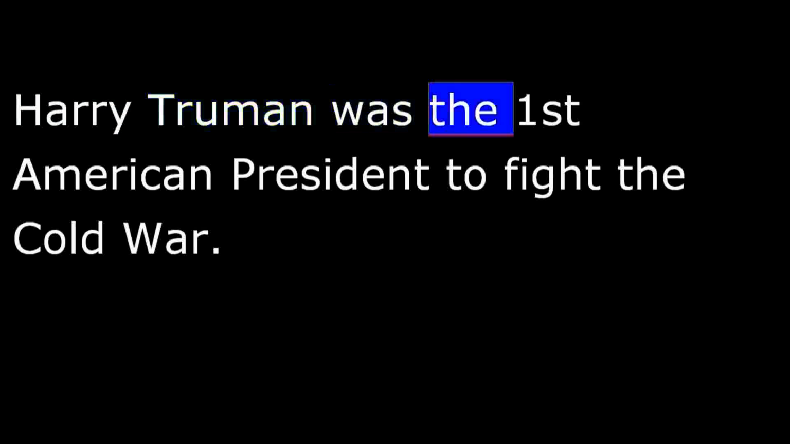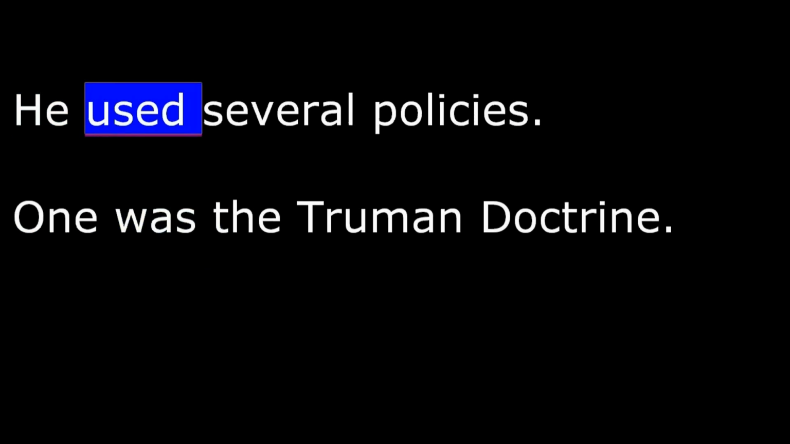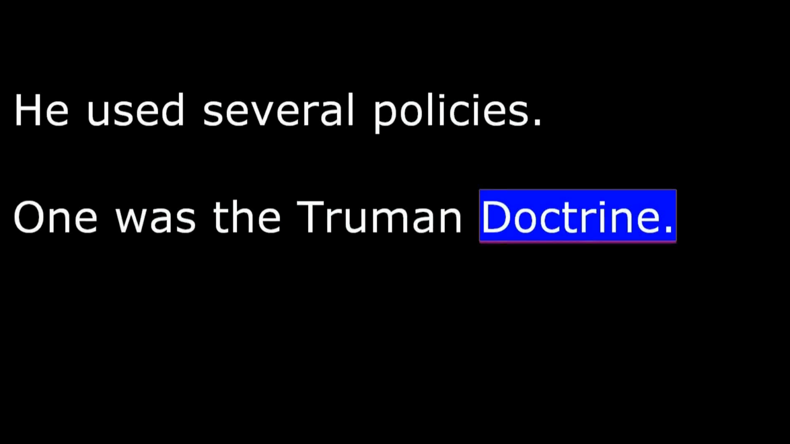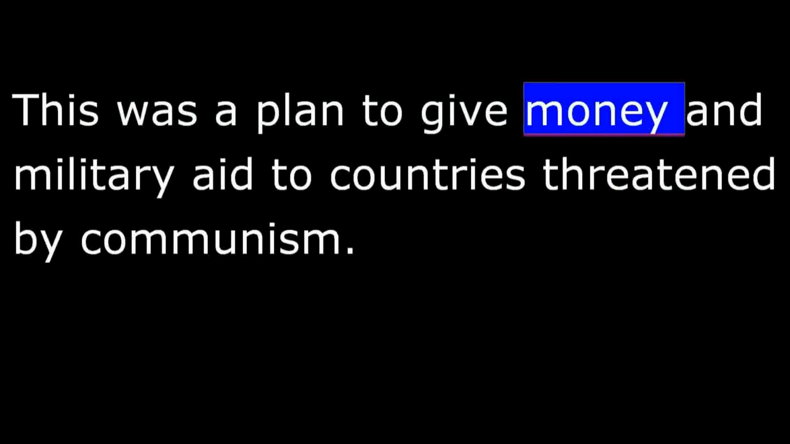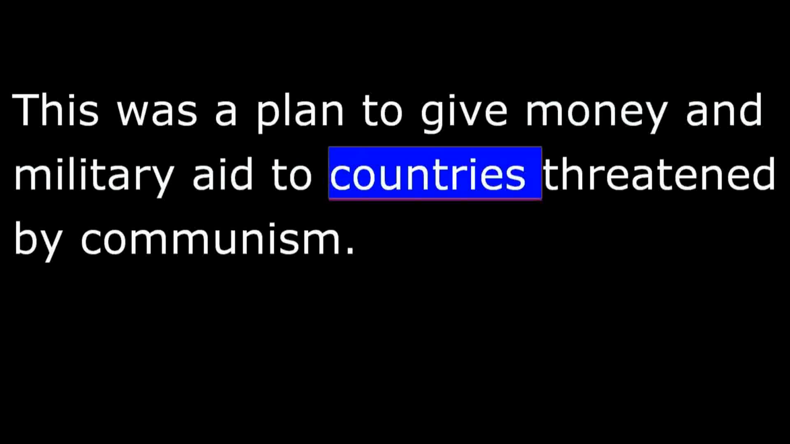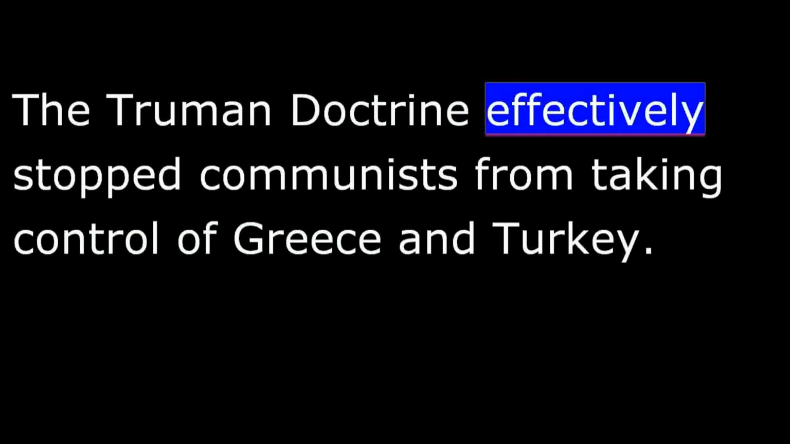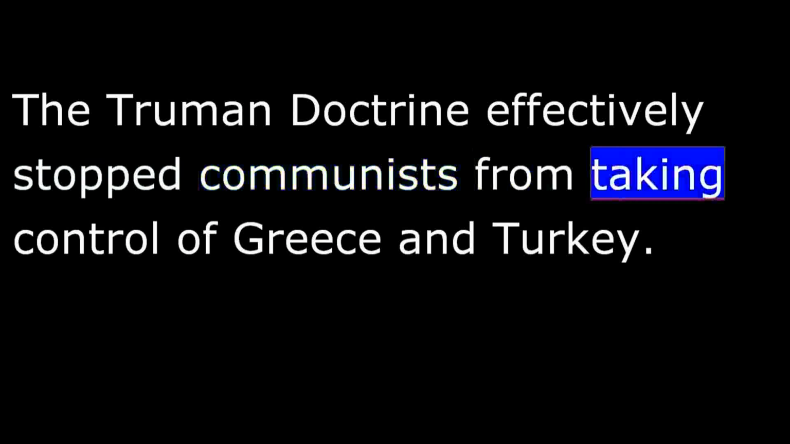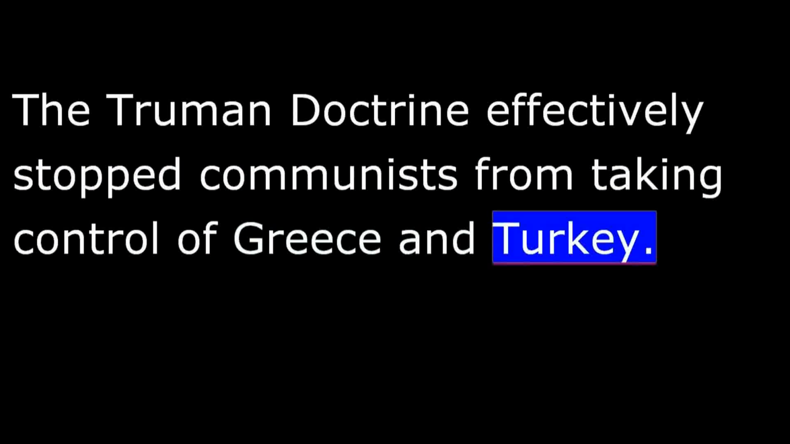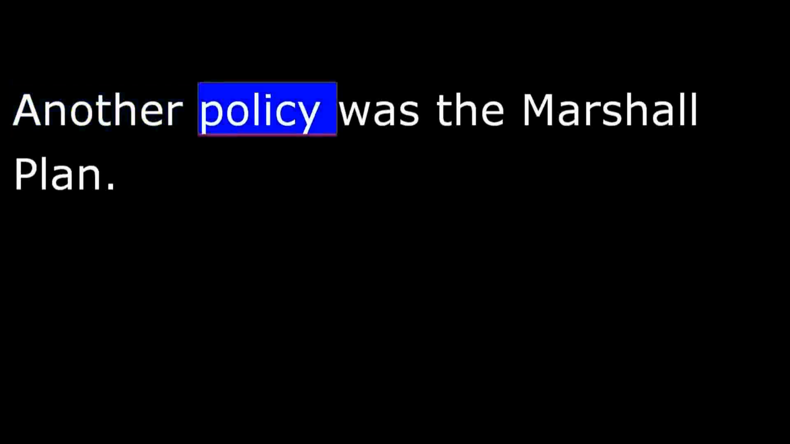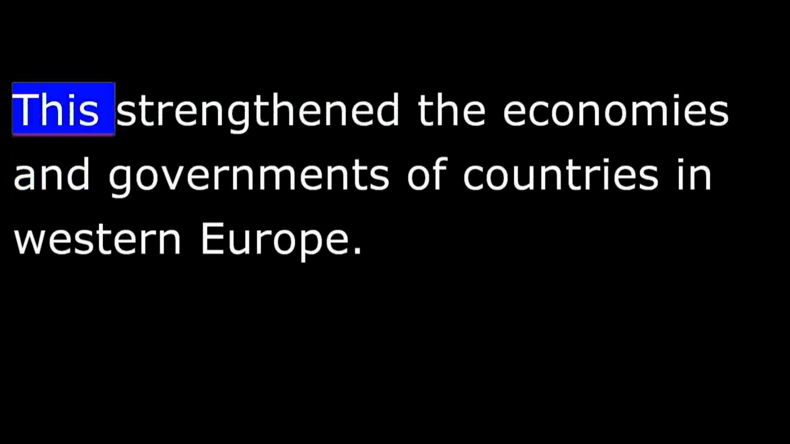Harry Truman was the first American president to fight the Cold War. He used several policies. One was the Truman Doctrine. This was a plan to give money and military aid to countries threatened by communism. The Truman Doctrine effectively stopped communists from taking control of Greece and Turkey. Another policy was the Marshall Plan. This strengthened the economies and governments of countries in Western Europe.